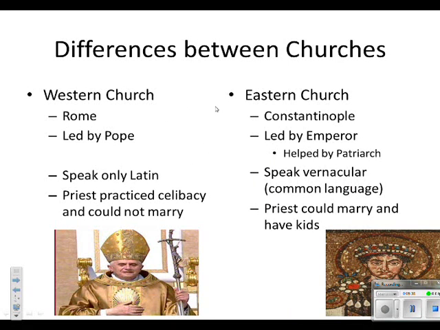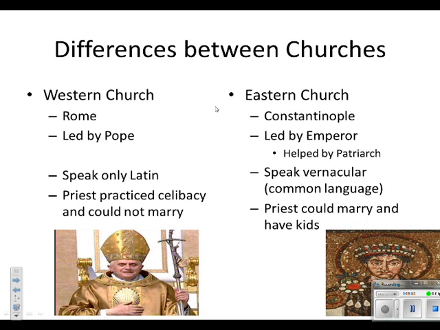So the difference between the two churches. The Western Church was centered in Rome, while the Eastern Church was centered in Constantinople. The Western Church was led by the Pope. The Eastern Church was led by the Emperor, who was helped out by the Patriarch, because the Emperor had more things to worry about than just religion. The Patriarch carried out the common everyday activities.